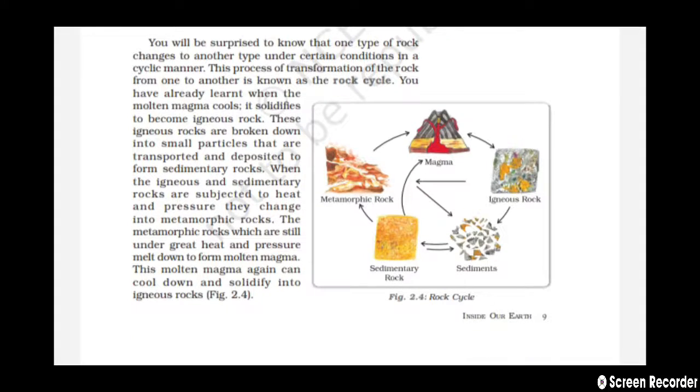You will be surprised to know that one type of rock changes into another type under some conditions in a cyclic manner. This process of transformation of rock from one type to another is known as the rock cycle. You have already learnt that when molten magma cools, it solidifies and becomes igneous rock, as you can see in the picture.